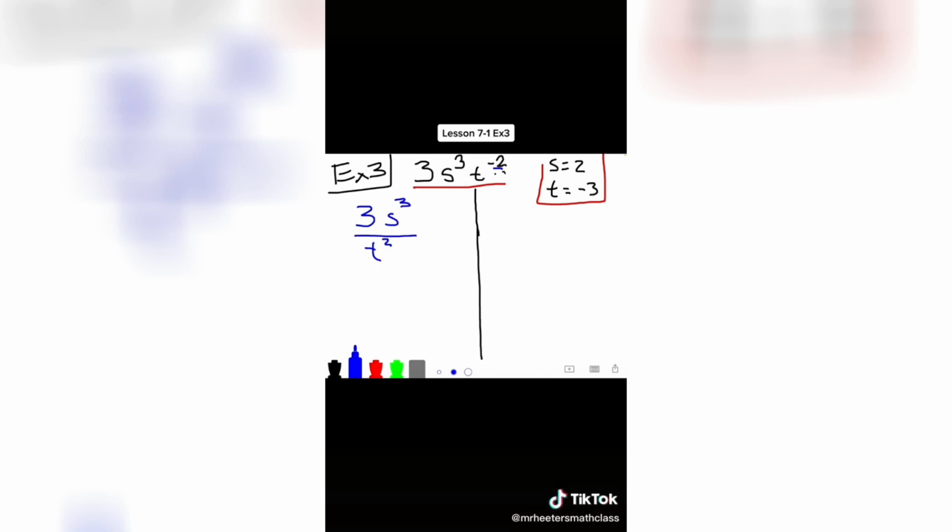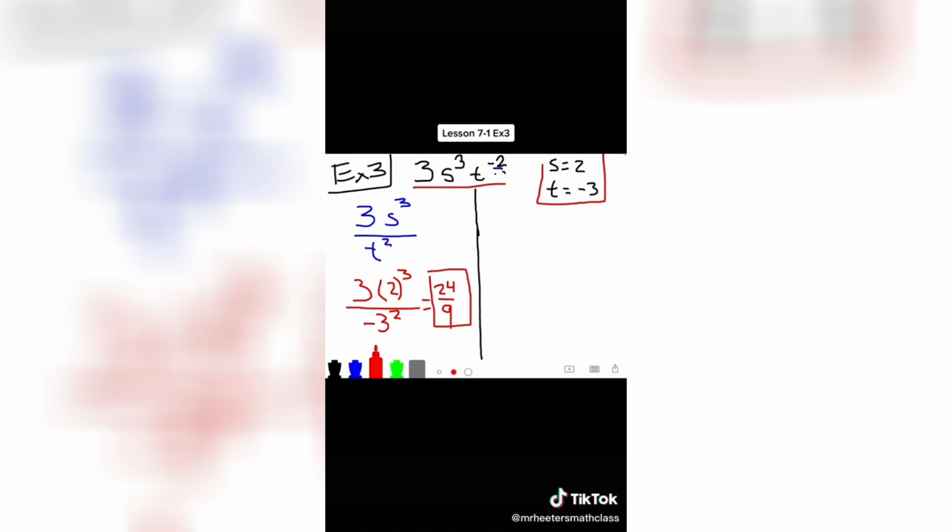Then we would take s and replace it with 2, and then we would take t and replace it with -3. Then we could plug this into our calculators, which would give us 24 over 9. You could simplify that into a decimal or a mixed number if you wanted, but if you wanted to leave it as an improper fraction, that is okay. And this is a correct answer.